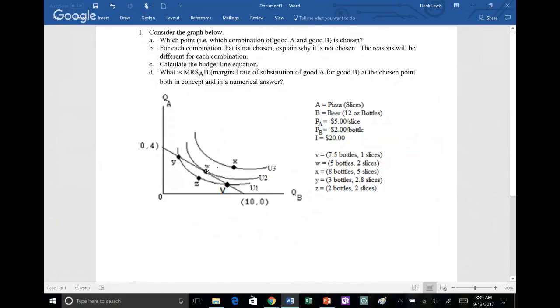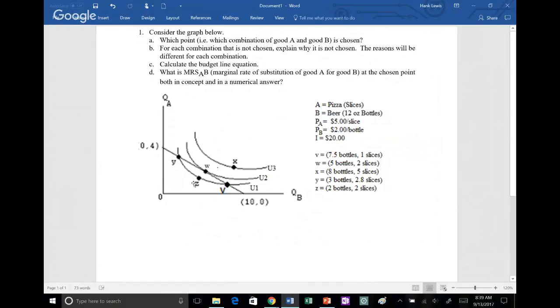Combination W, it's maximum utility within the budget. For each point that is not chosen, why not? Take a look at X. X is too expensive. 8 times 2 is 16. 5 times 5 is 25. 16 plus 25 is $41. They have only $20 to spend. X is too expensive. It's also on an indifference curve that is outside the feasible region.